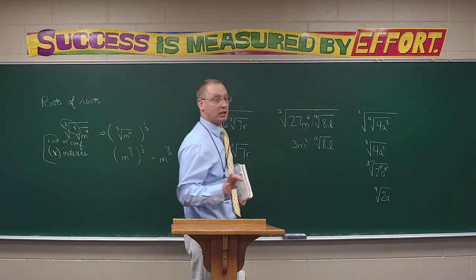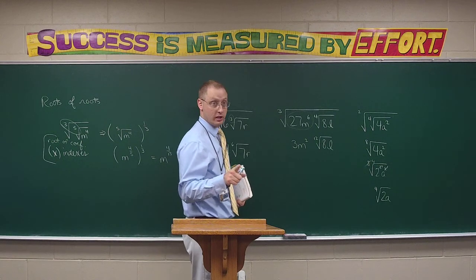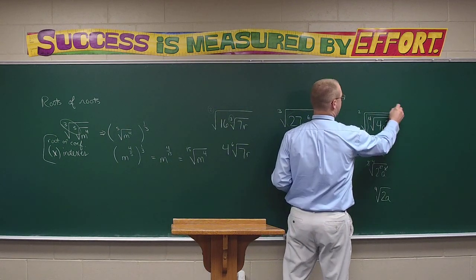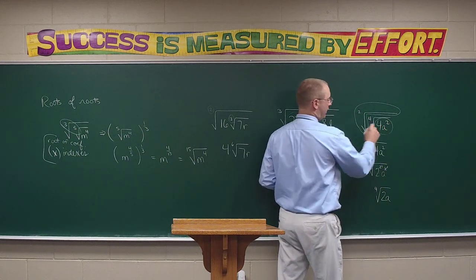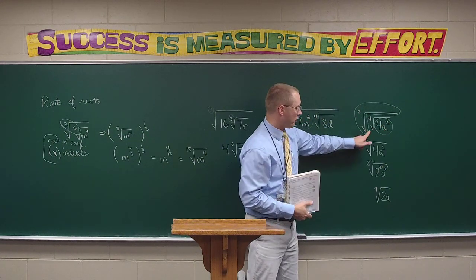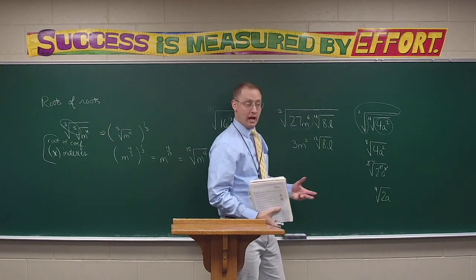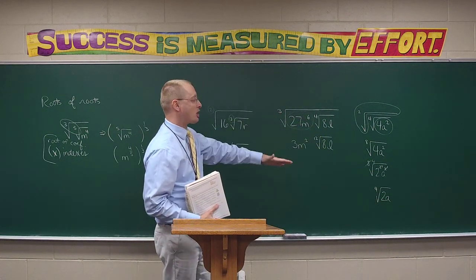Now, you might be realizing there is a shortcut we could use here, and I love shortcuts. Like, wait a second, if I just took the square root of the radicand and left the 4th root alone, I'd end up with the 4th root of 2a. And that does work as well, as long as you can take the root of the entire radicand.